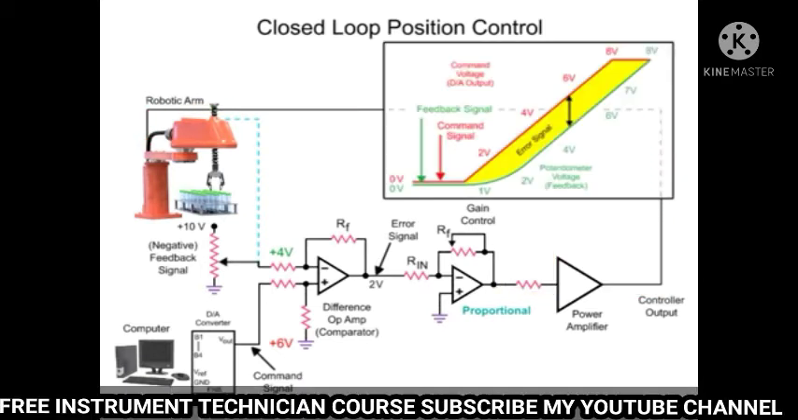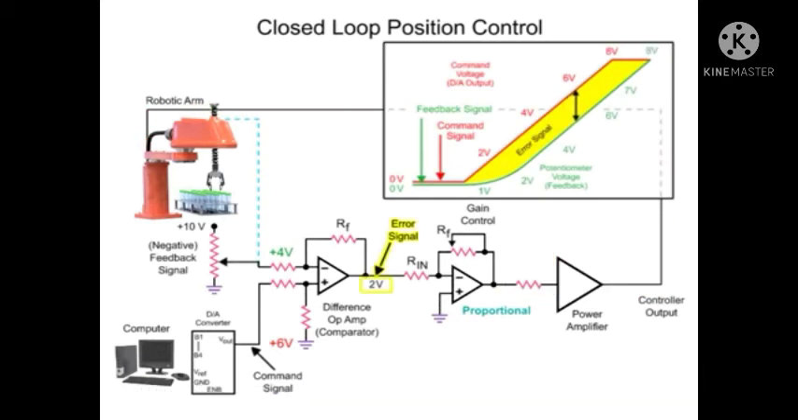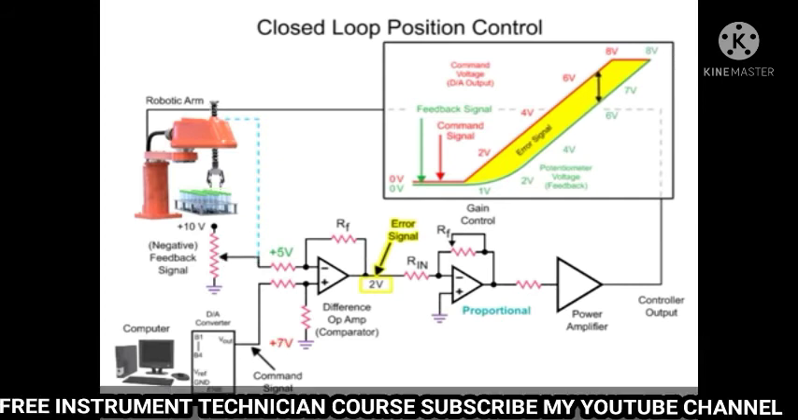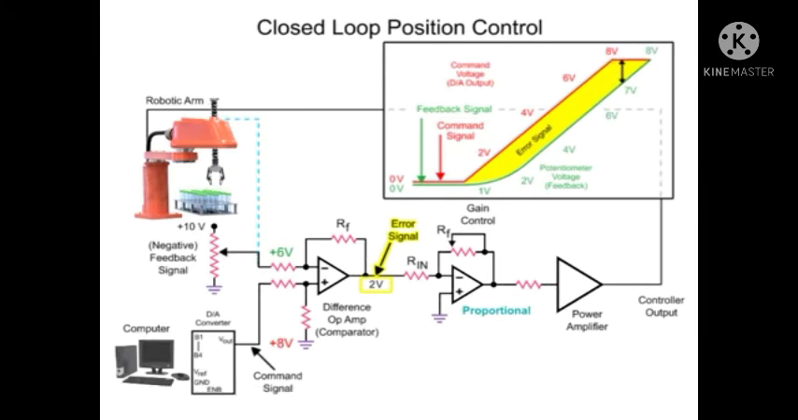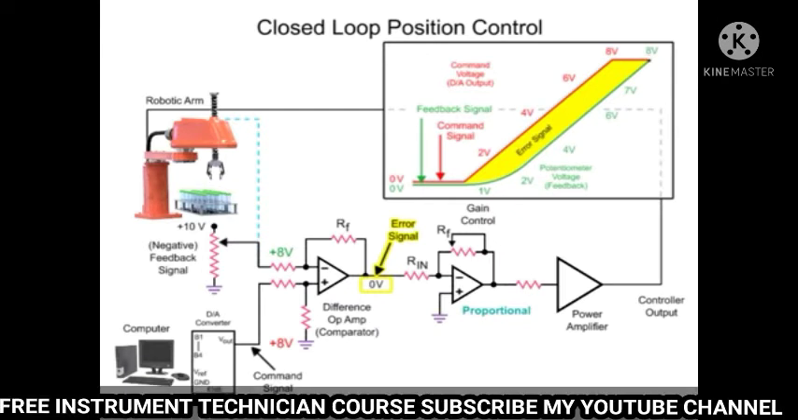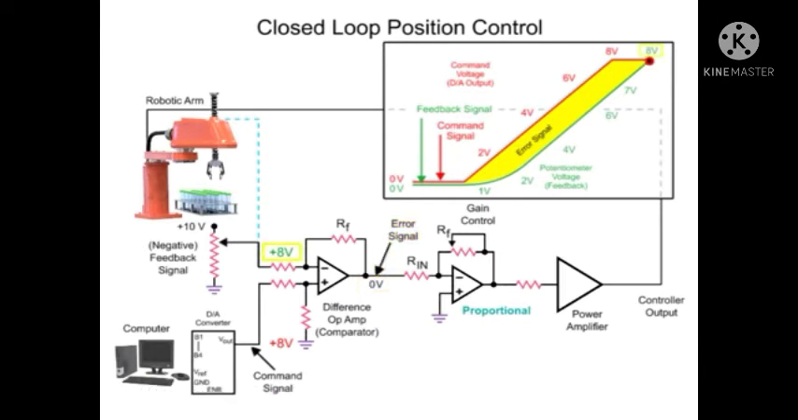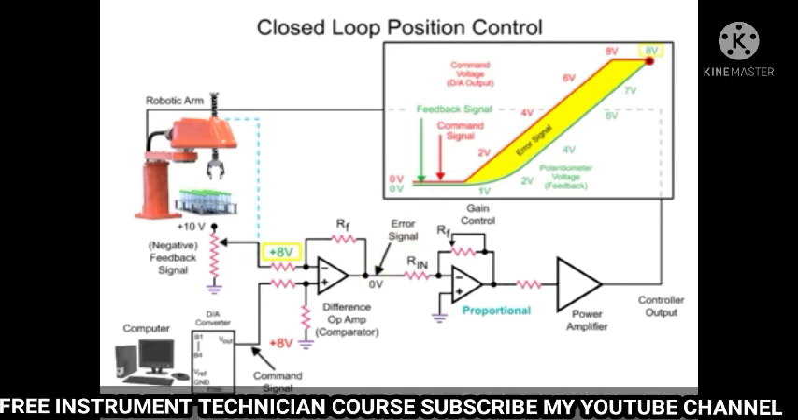The robotic arm moves to the desired position until the error signal at the difference op-amp is 0. When the arm reaches the desired position, the difference op-amp voltage is reduced to 0, and the feedback voltage from the potentiometer equals the command voltage of the computer.